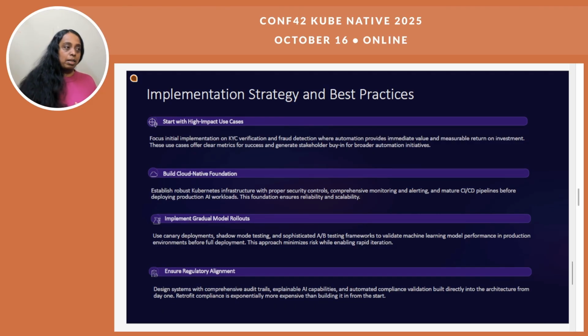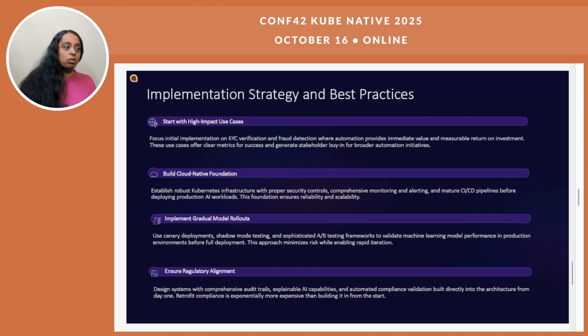The second best practice is to build the cloud native foundation that is required to support these forward looking technologies. Kubernetes infrastructure, for example, with proper security controls and monitoring and alerting can help, as we saw, all of these core technologies that power hyperautomation.